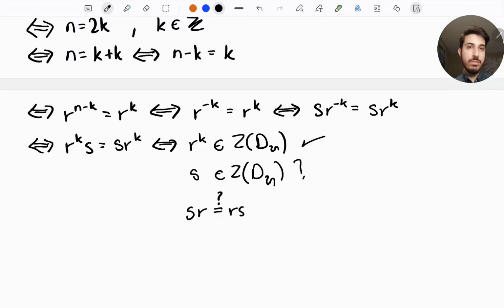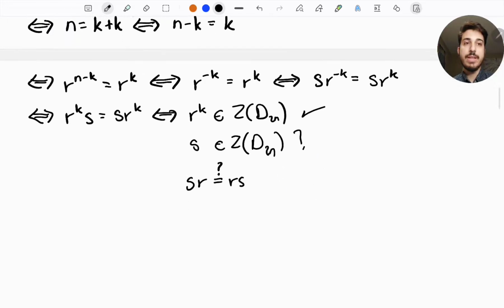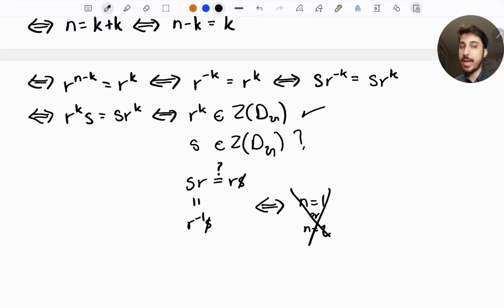Well, no, not really. We've already seen that sr is equal to r to the minus 1 s. So if we cancel s on both sides of the equation, we will get that r to the minus 1 is equal to r. And we've already seen that this is if and only if n is equal to 1 or n is equal to 2. But we don't have that case here. We have n bigger than or equal to 3. So s cannot be a member of the center, which leaves us with the only possibility, other than the identity, of course, that r to the k is a member of Z(D_n).